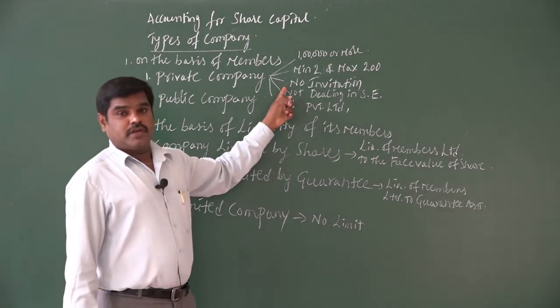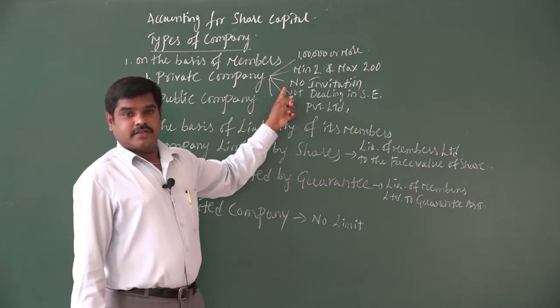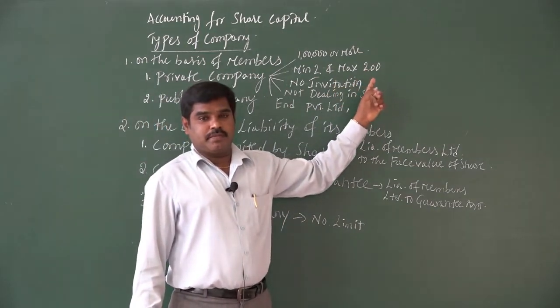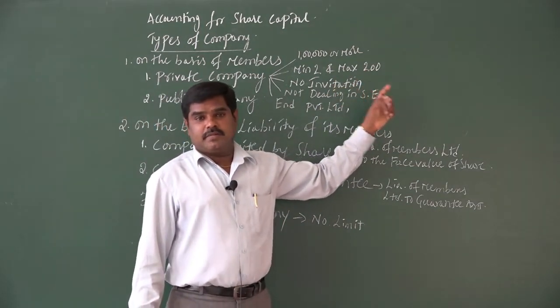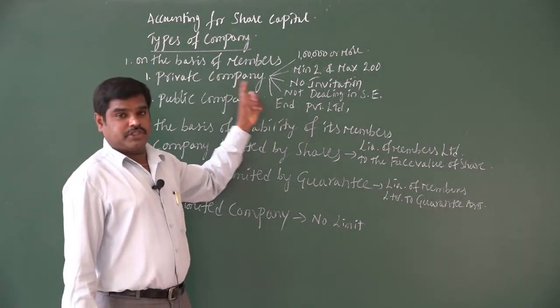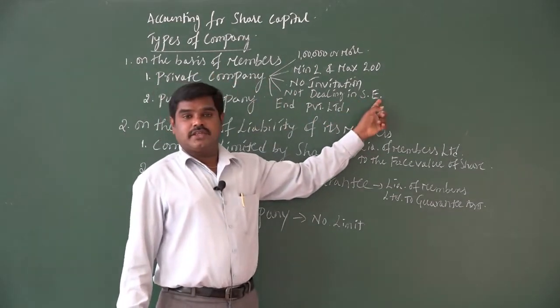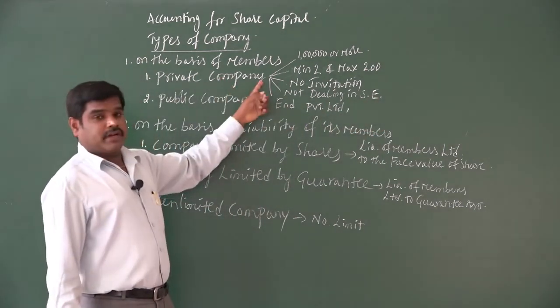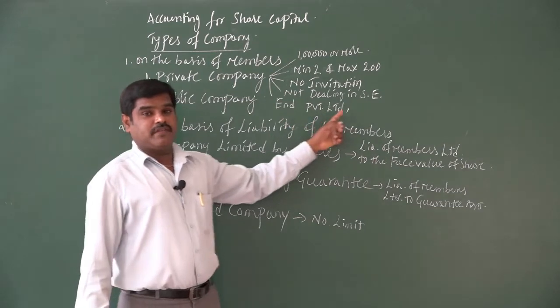A private company will not invite the public to purchase its shares and debentures. That's what it means: no invitation to the public to purchase the company's shares and debentures. That is a private company. Next, this type of company's shares are not dealt in the stock exchange, and a private company must end with the words Private Limited.